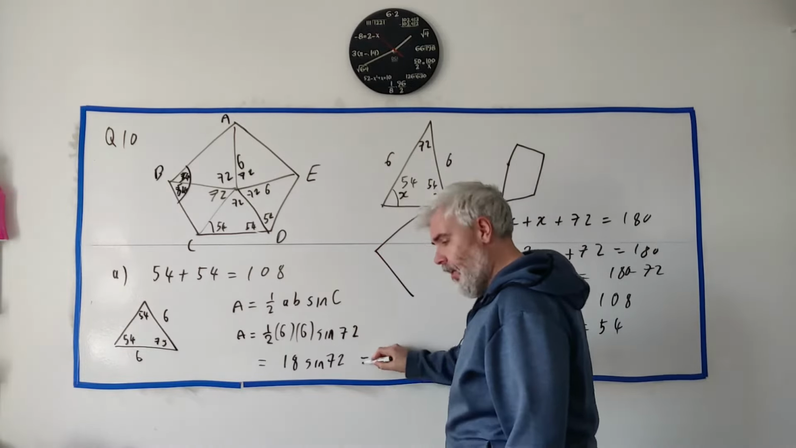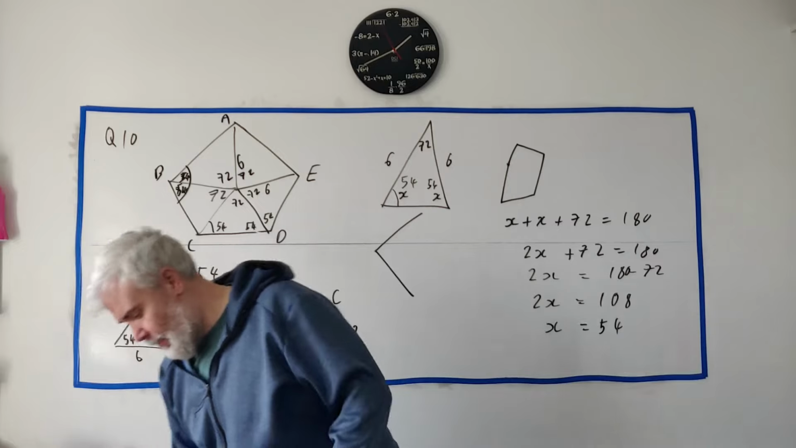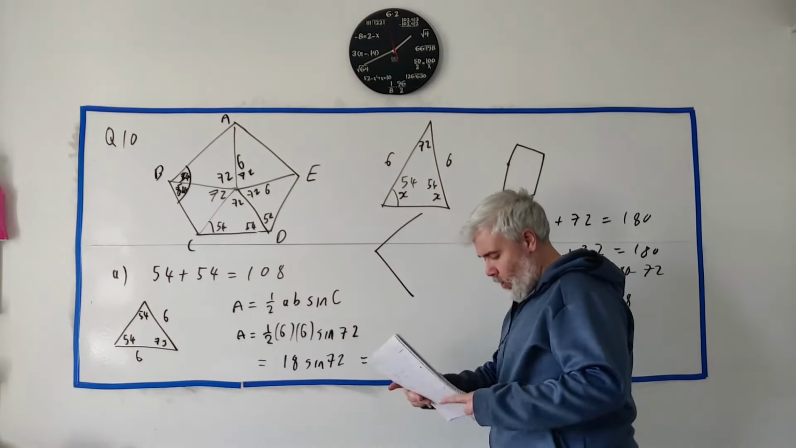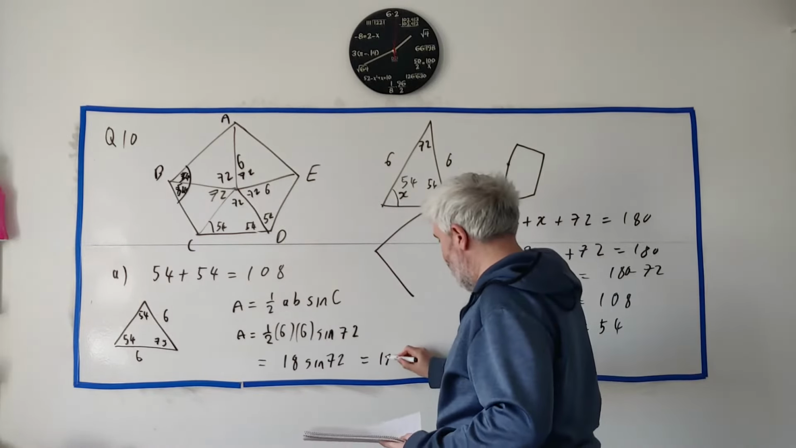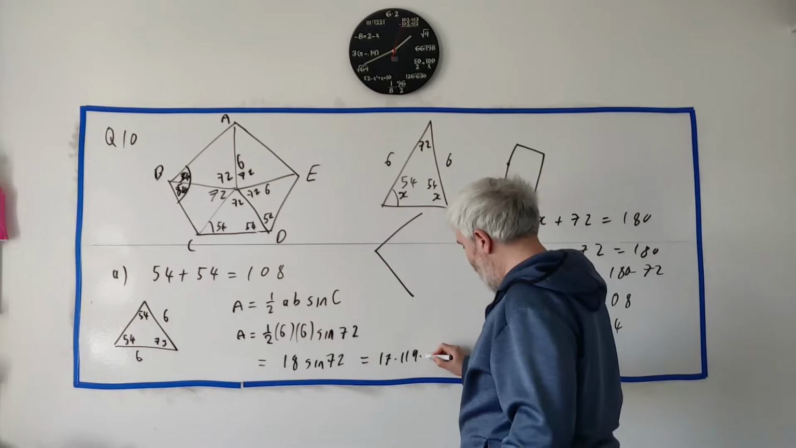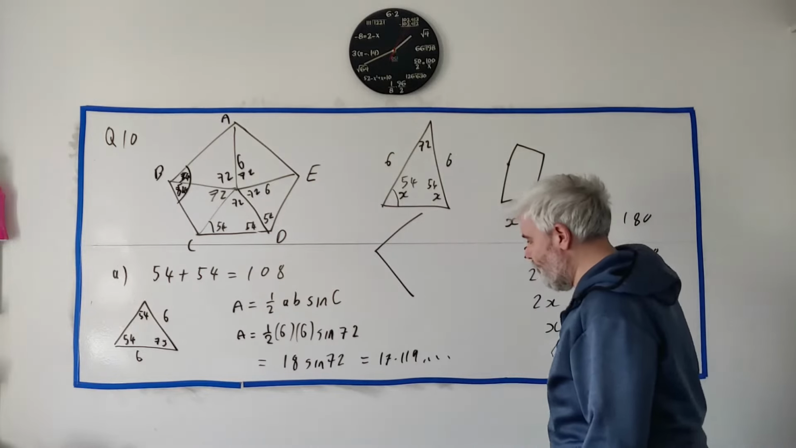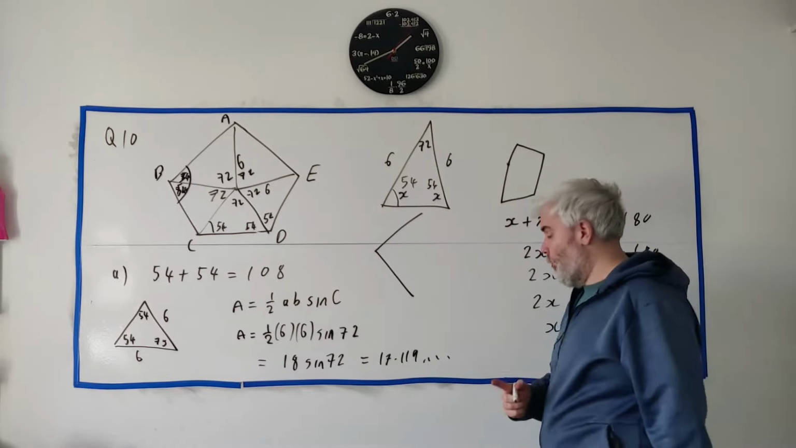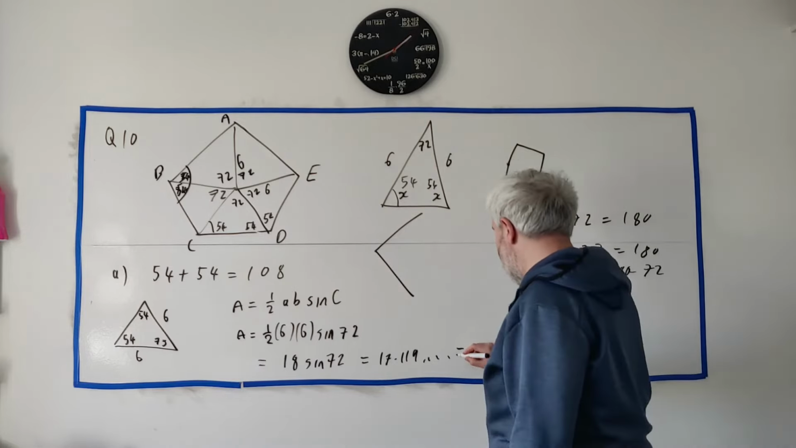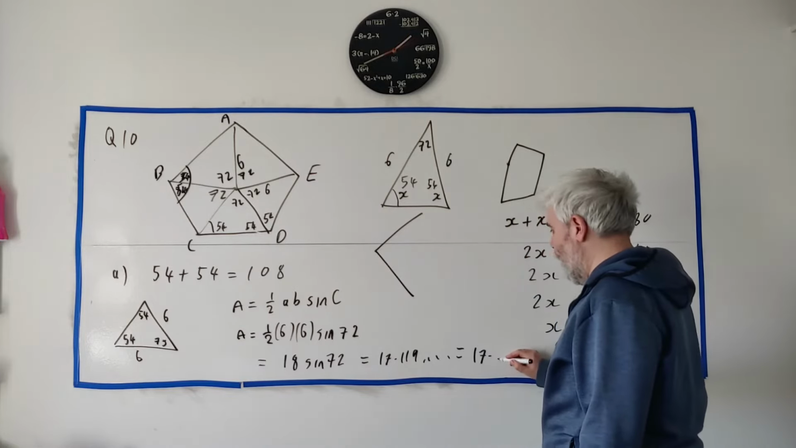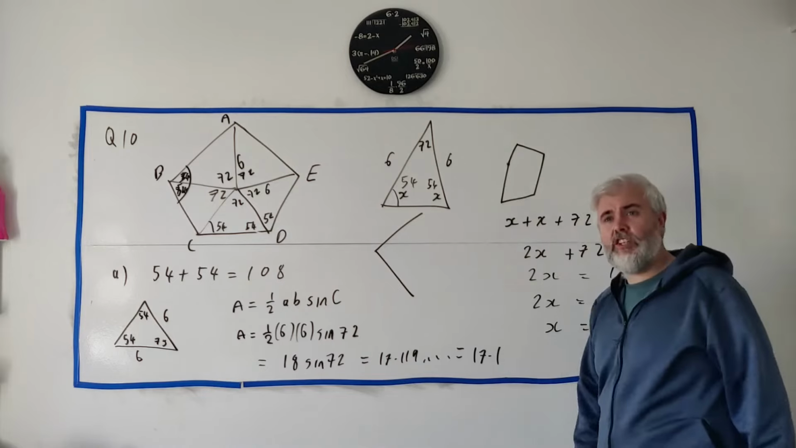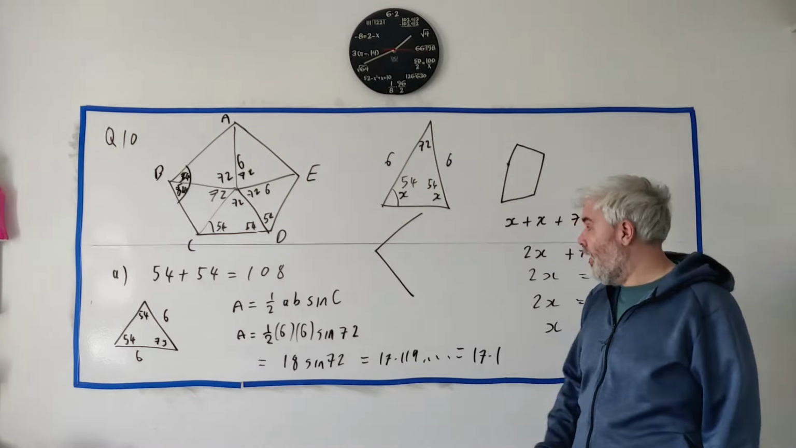Put this into a calculator and we would get, let me just check my notes, 17.119 something. Rounded off to 1 decimal place, they asked. This is approximately equal to 17.1. So that's the answer for the area of the triangle.